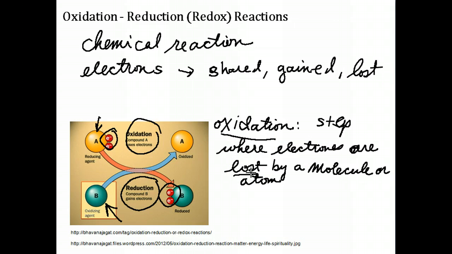I'm showing you here on the diagram on the left that when the arrow goes from left to right, that A atom is going to lose its electrons. So A is going to be oxidized. By oxidizing A, we're going to reduce B. So reduction.